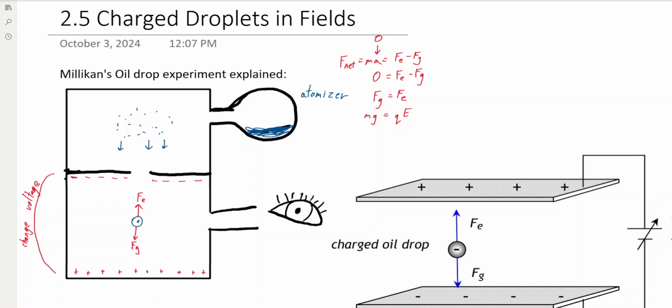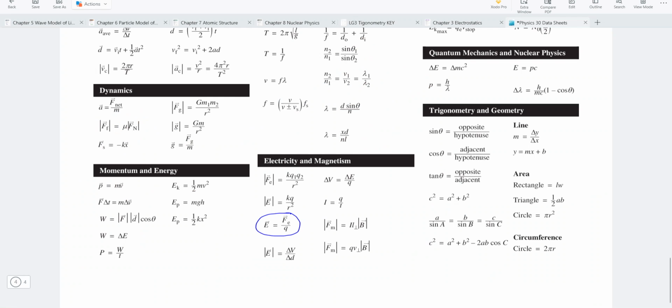Okay, Q is the charge of the actual particle, and E is the electric field. Now, this is fine, but we don't know the electric field quite yet. How can we get that electric field? Well, again, another formula.